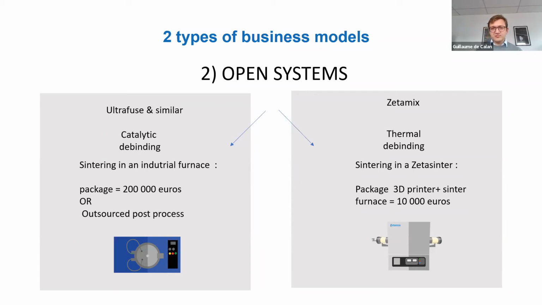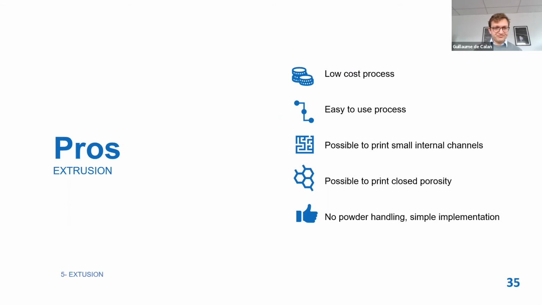I'm not saying one of the business models is good and the other one is bad. It really depends on what you want to do. Some people are just perfectly happy with outsourcing post-process. It's more simple. You don't need to install any machine. It's convenient, and for them, honestly, they should go for Ultrafuse. And some people will want to have the technology in-house because they have sufficient volumes, because they want to learn about it, and that's the right way to go for it.